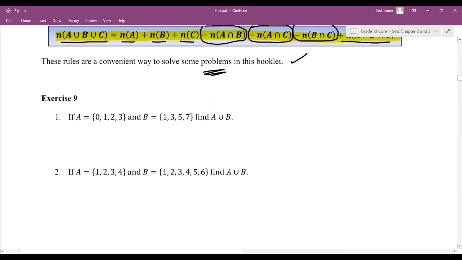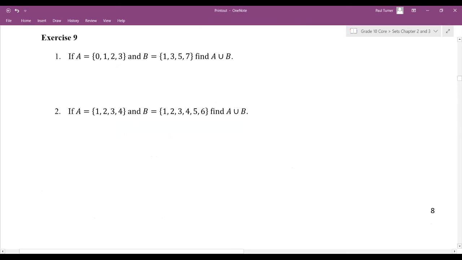So let's look at some examples because we don't have a lot of time. Can you go to exercise 9? Take a look there. These are both union problems. So I'll give you a minute. So just write them out. Make a Venn diagram too. So just like I'm doing here.